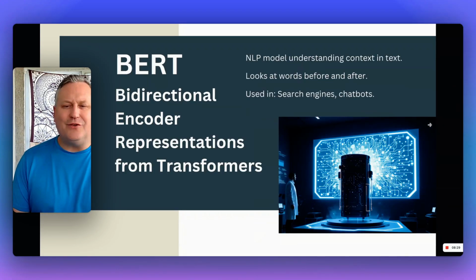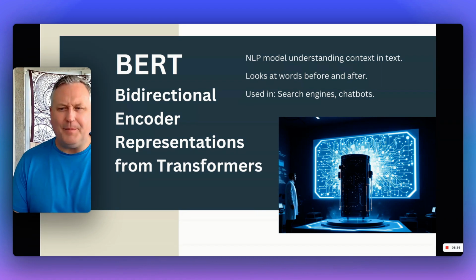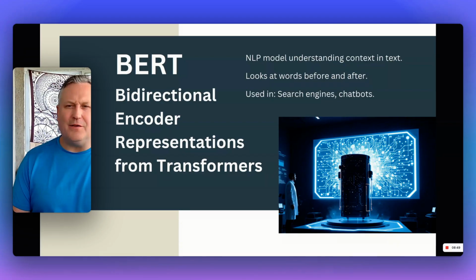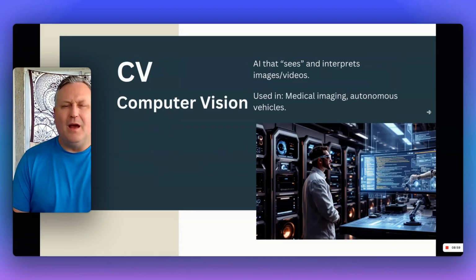BERT, bidirectional encoder representations from transformers. A long one here, but this is an NLP model for understanding the context in text. So it looks at words before and after. It's used in search engines, chat bots. Whenever you want your chat model to analyze text and provide meaning behind it in context. So very interesting thing going on there. Again, BERT is the acronym.